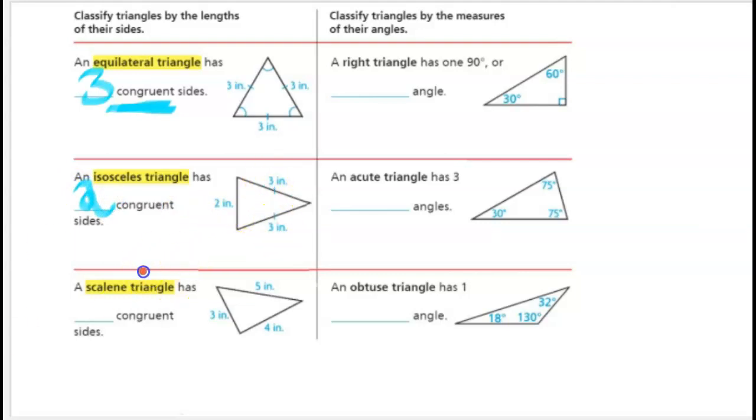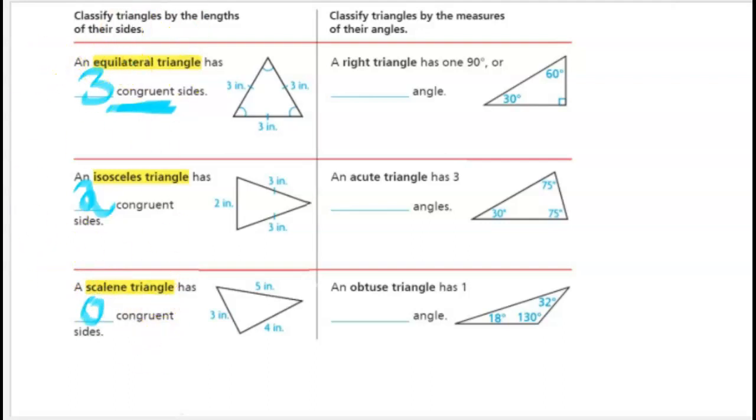And then we go down here to a scalene triangle, okay, which is kind of a funny name. But a scalene triangle, if you look at the sides, none of the sides are the same. This one's 4, this one's 5, and this one's 3. So a scalene triangle has 0 congruent sides, 0 sides that are the same.